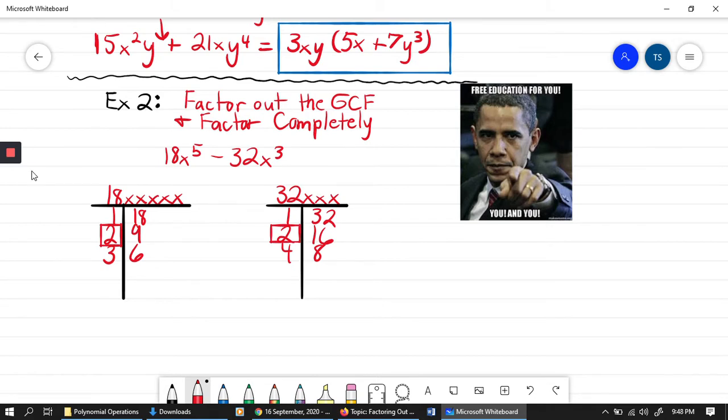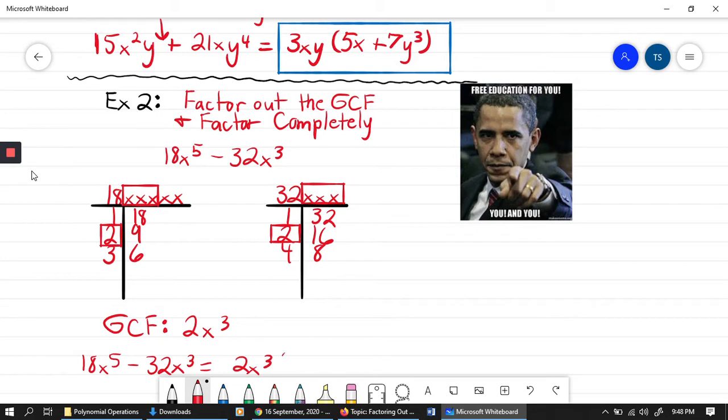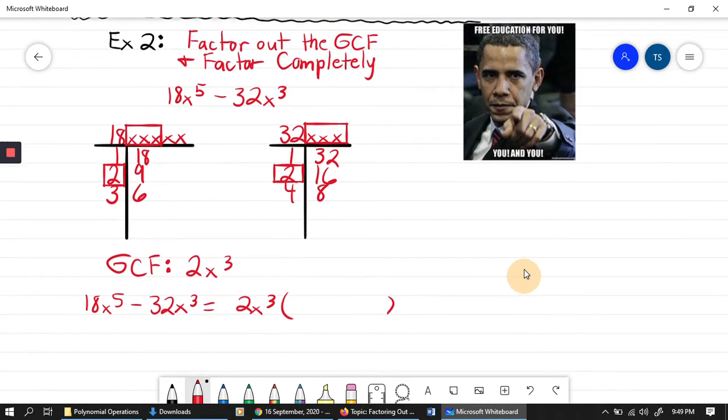Each one of these expressions has at least 3 x's in common. So if we put all of the greatest common factors together, we get the GCF is 2x to the 3rd power. Again, if we factor out that GCF, that is 2x to the 3rd, and if we have this written like that, what is left over when we take out or factor out that GCF?